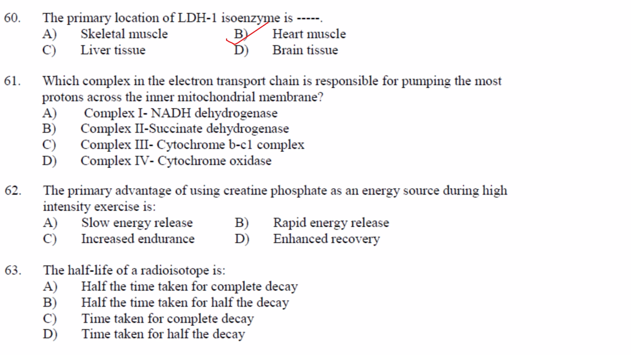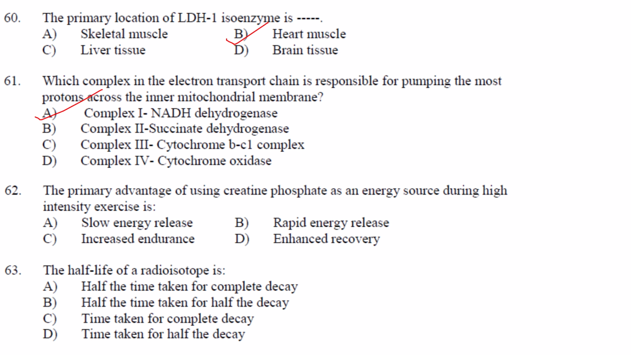Now cytochrome 3, that is BC1 complex, it pumps proton but it is fewer than the complex 1. And cytochrome 4 oxidase, it also pumps proton but its main function is to transfer electrons to oxygen. So the one which pumps the maximum, what they have asked? Most protons. Okay, most proton is complex 1 NADH dehydrogenase.